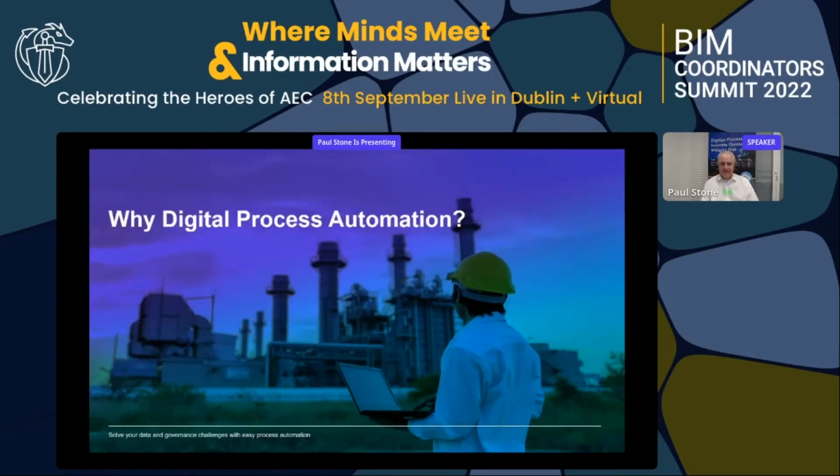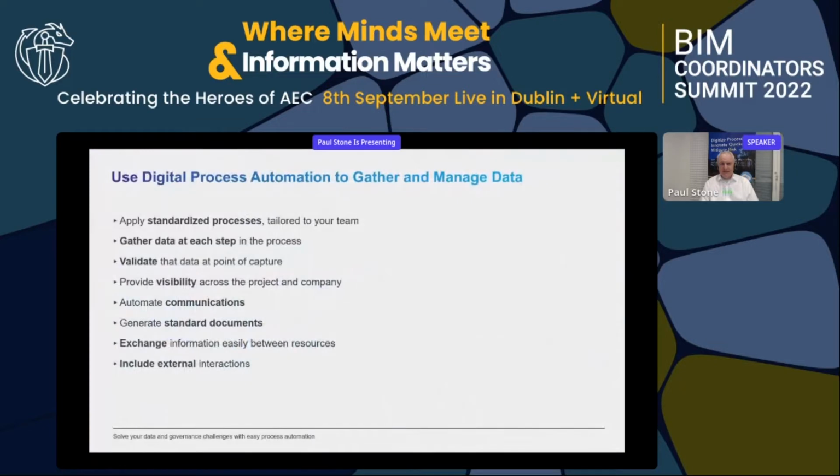A lot of people say, well, I want to know about my data. Why would I digitize processes? Why use digital process automation? I think some of the key things you need to know are, once you use process automation, you're applying standardized processes in your organization or within your project. These can be tailored to your team with the latest digital tools like FlowForma, so that you're making the most optimum use of your resources and you're automatically becoming compliant with standardized processes.